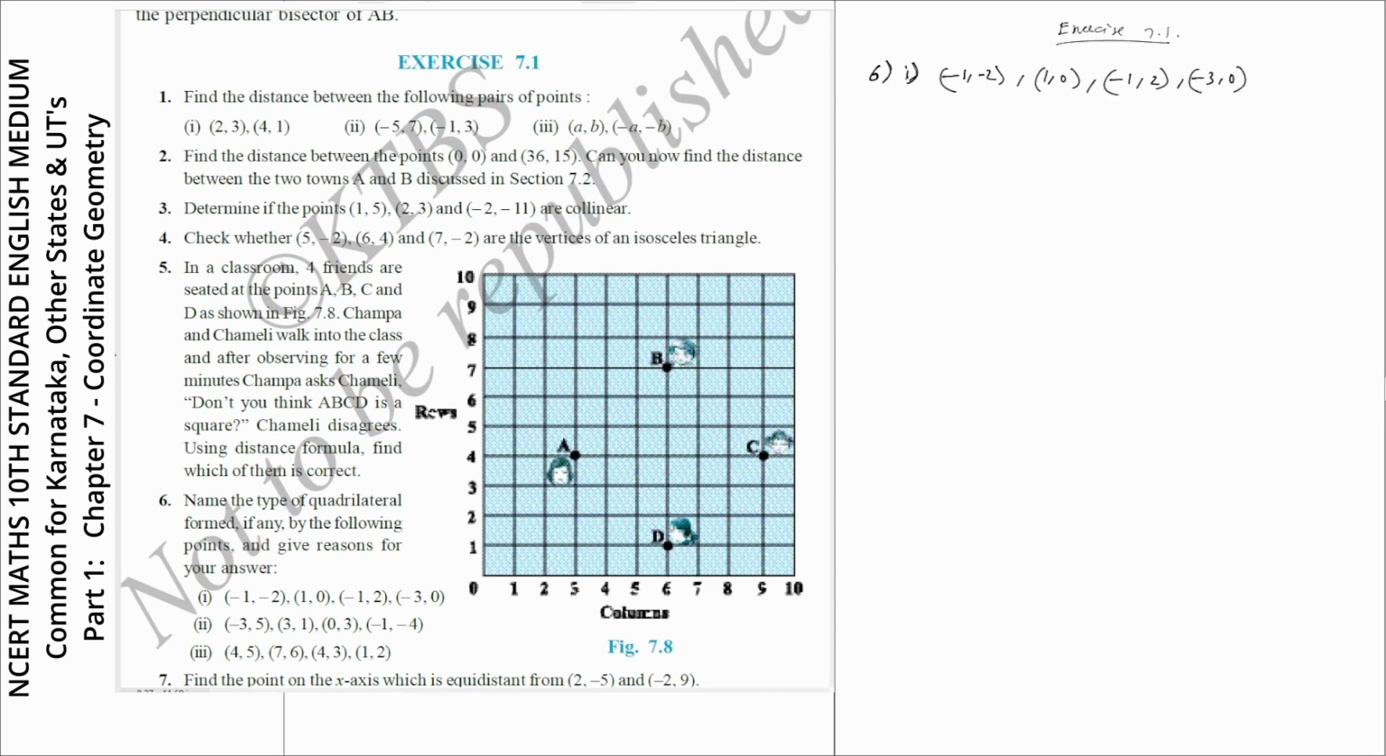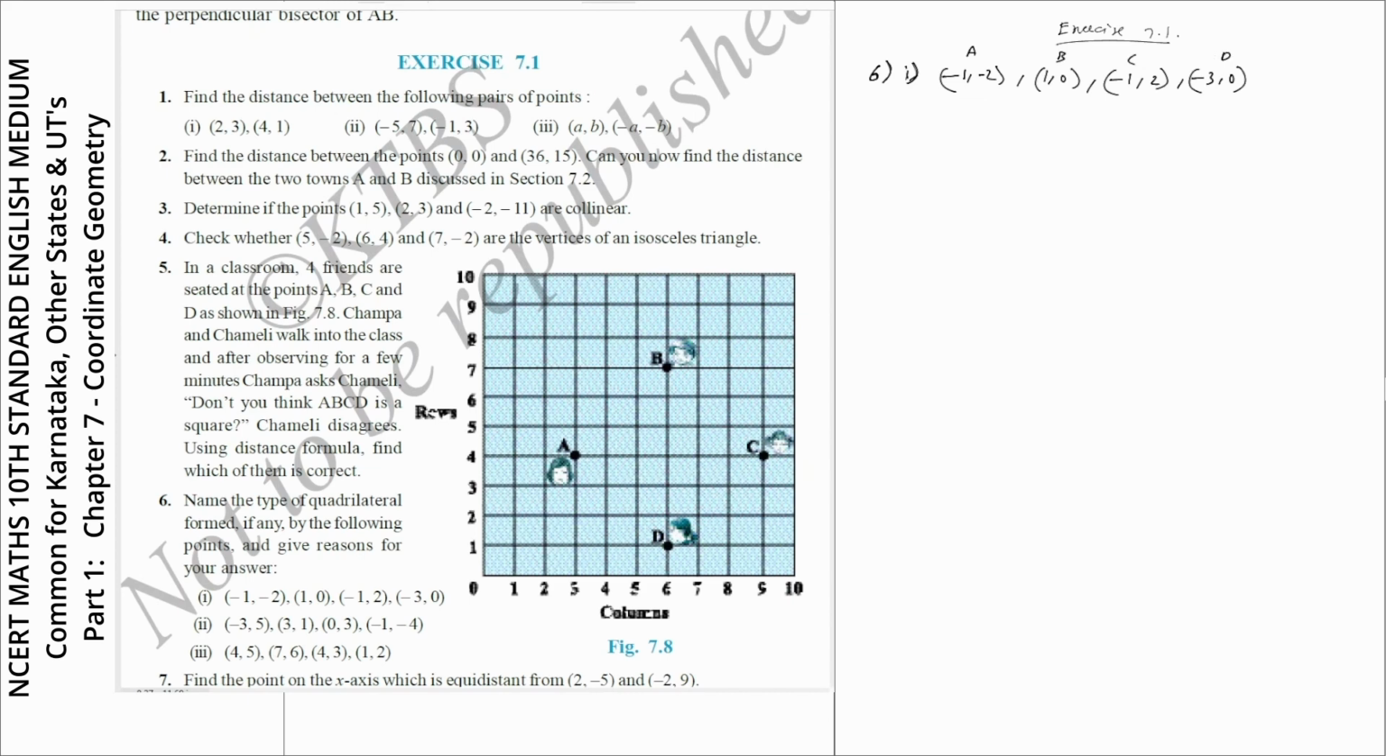Exercise 7.1, question number 6. Name the type of quadrilateral formed, if any, by the following points and give reasons for your answer. So the given points are (minus 1, minus 2), (1, 0), (minus 1, 2), (minus 3, 0). I'll take these points as A, B, C, D.